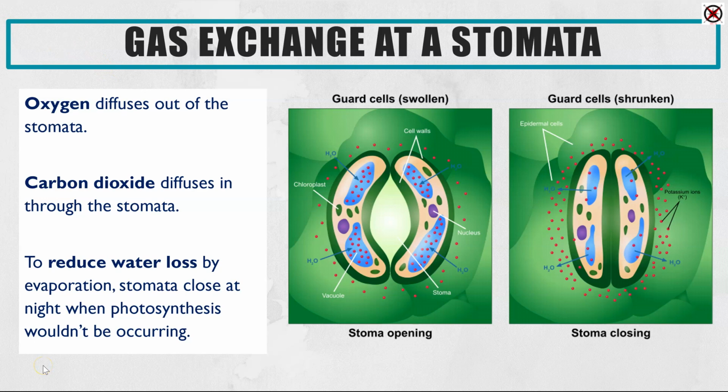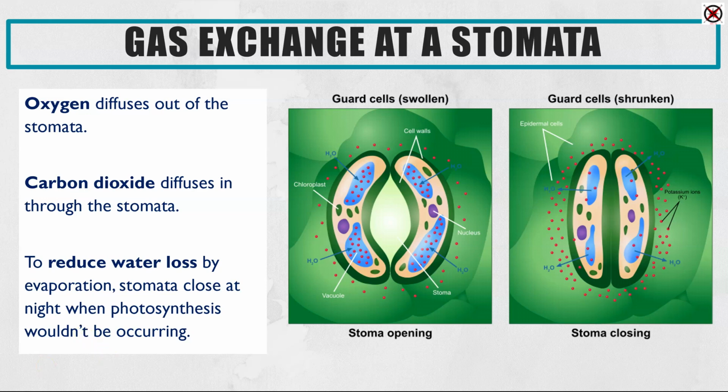Now, oxygen is a useful gas. It will be used within the plant for respiration. However, because oxygen is also a product of photosynthesis, there will be high concentrations of oxygen within that spongy mesophyll compared to the atmosphere. And that's why oxygen will diffuse out of the stomata.